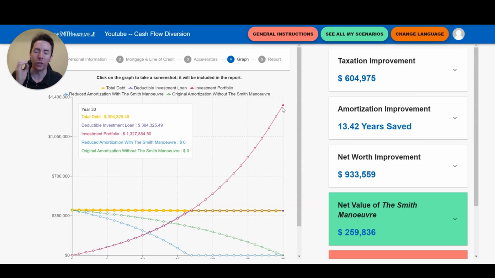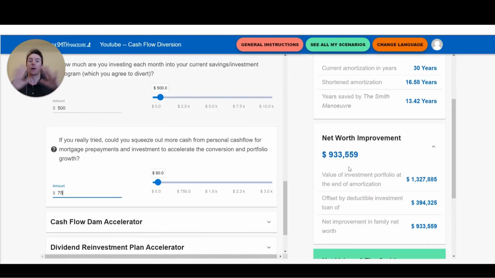And this is where, at the original apples to apples example, after 30 years, now using the Smith Manoeuvre and the Cash Flow Diversion accelerator, you have an investment portfolio that's growing, and it's reached $1.3 million at this point. Great visual look at, guys. This graph is sweet, sweet, sweet to see all those numbers. So, a couple different things there.